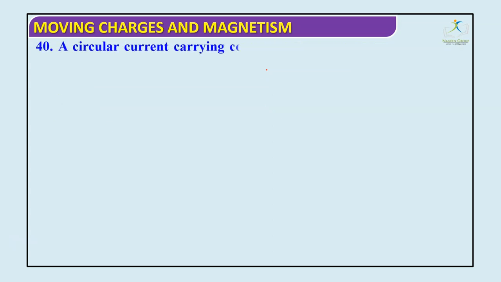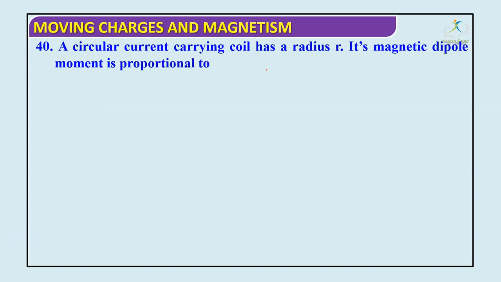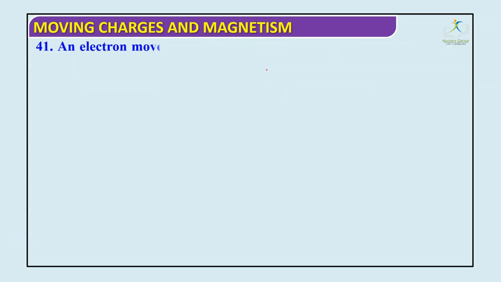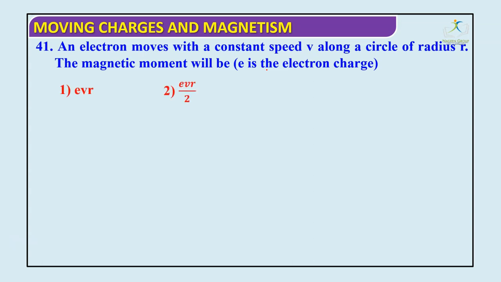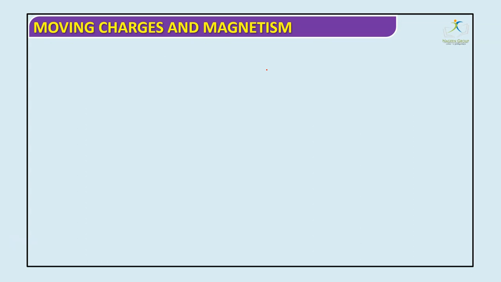Moving ahead with the next question. A circular current carrying loop has a radius r. Its magnetic dipole moment is directly proportional to: r square, 1 by r, or 1 by r square. From basic and standard knowledge, the exact answer is just r square directly. Now the next question: an electron moves with constant speed v along a circle of radius r. The magnetic moment will be: EVR by 2, pi r square EV, 2 pi r EV. The correct answer for this question is EVR by 2.